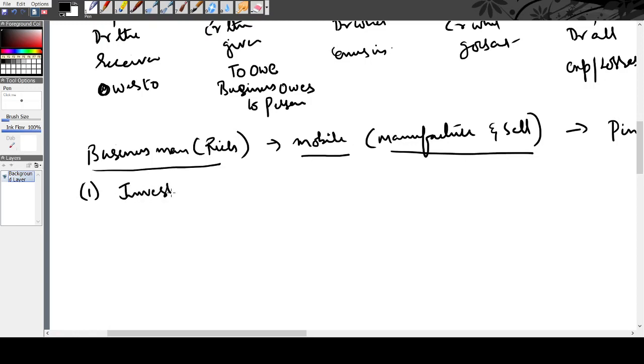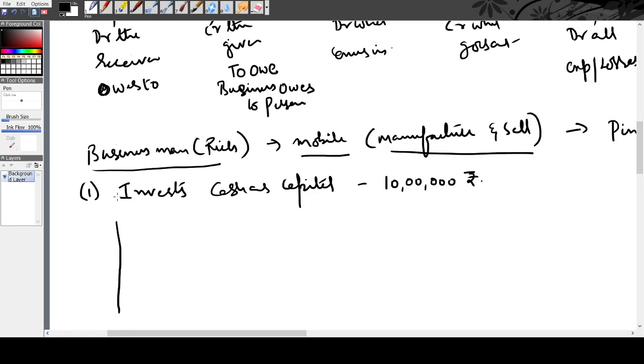Invest cash as capital in the business. He is introducing capital now. Let us say 10 crore rupees. He is investing money into the business. Now I have to record this transaction in a book called the journal.